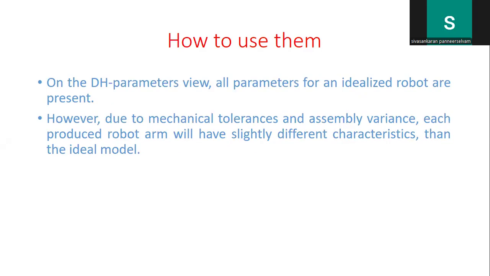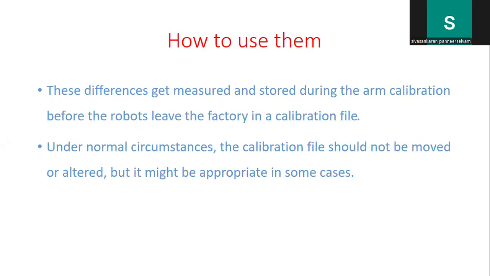How to use them? Upon considering the DH parameter view, all parameters for an ideal robot will be present as is. However, due to differences in mechanical tolerance and assembly variation, each produced robot will have slightly different characteristics compared to the ideal robot, the standard robot arm design.